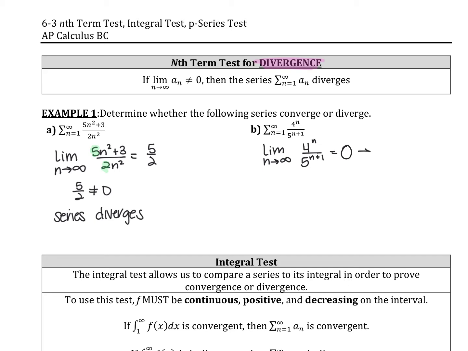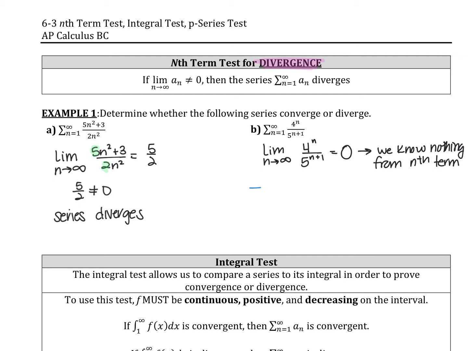And so what we can say is that we know nothing. We can do nothing with this from the nth term test. That doesn't mean there's not an answer. We just know nothing from the nth term. All right. Can you think of another way to look at this?